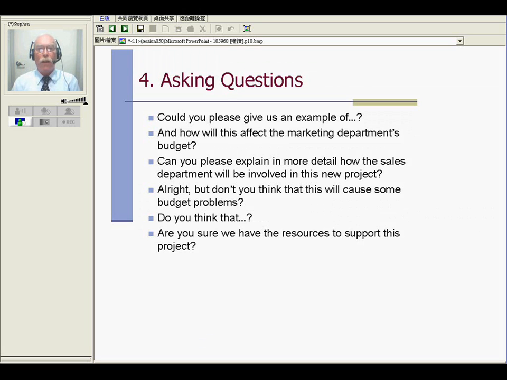Okay. Our question word, WH question word, how in this case. Okay, can you please explain in more detail how the sales department will be involved in this new project? Okay. All right, but don't you think that this will cause some budget problems? Okay. Don't you think that maybe we won't have enough money to spend? Some budget problems, right? Okay.